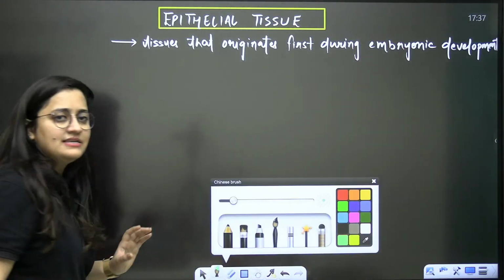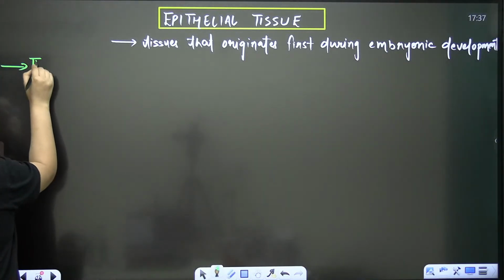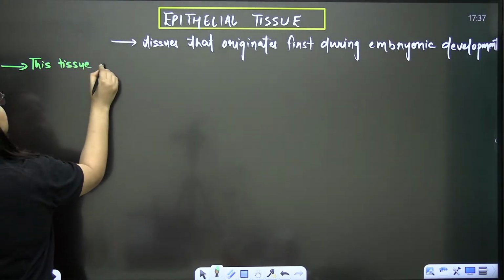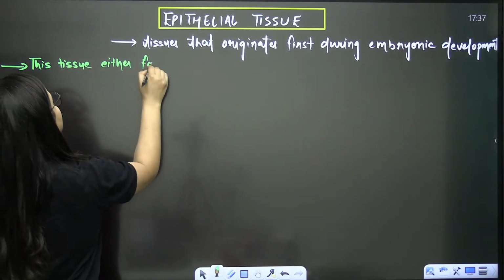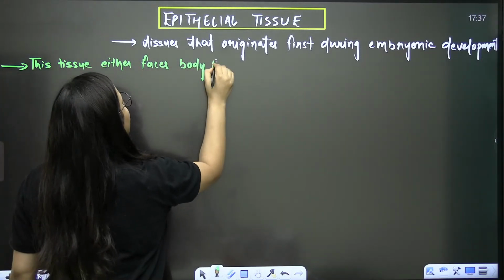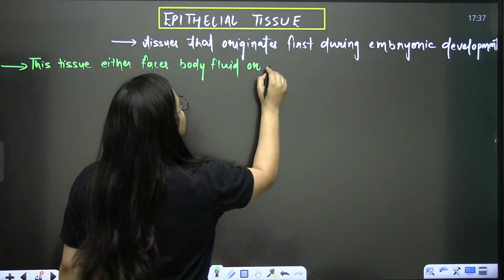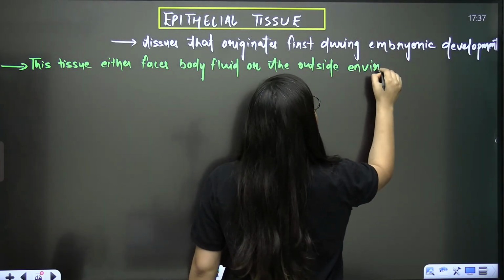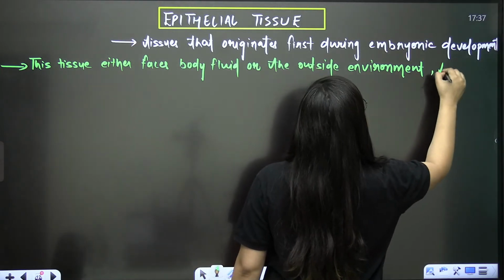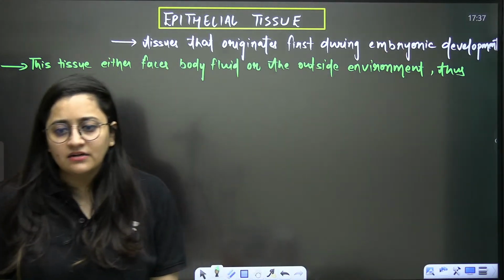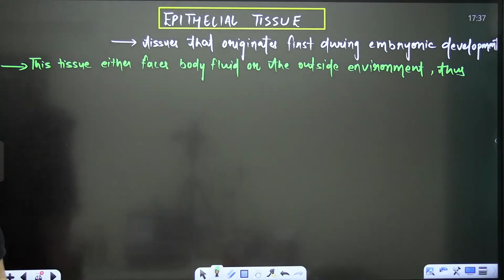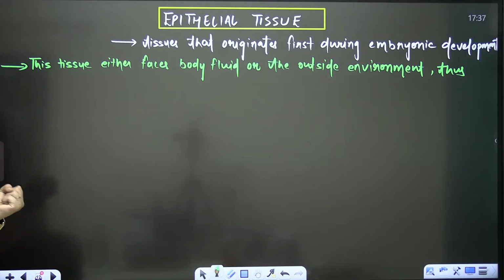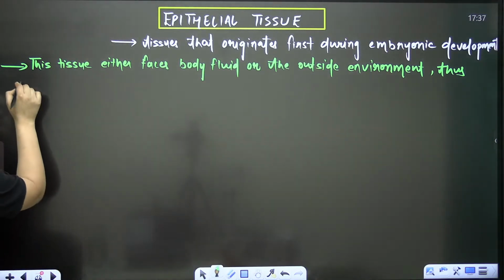Now one line is given in NCERT that this tissue either faces body fluid or the outside environment. Thus it is acting like a lining, it is acting like a covering, yes or no? This is the line from the NCERT, that it is either facing the body fluid or the outside environment. So thus it is providing a covering, isn't it?